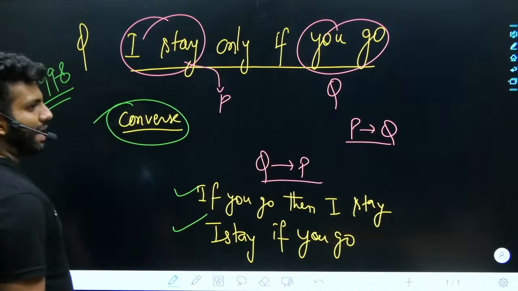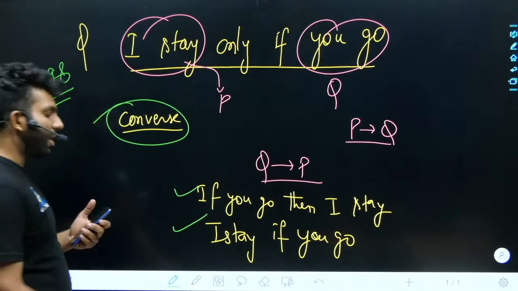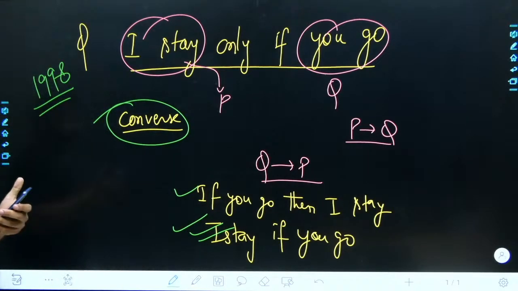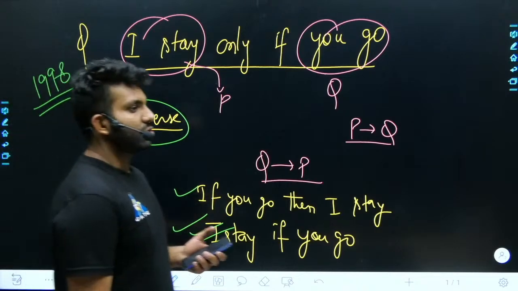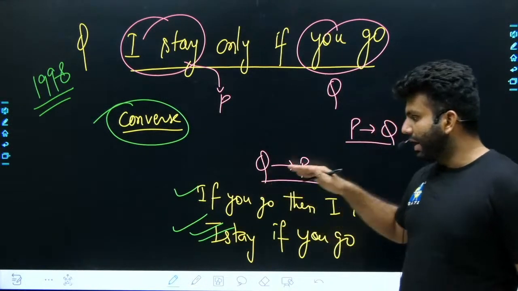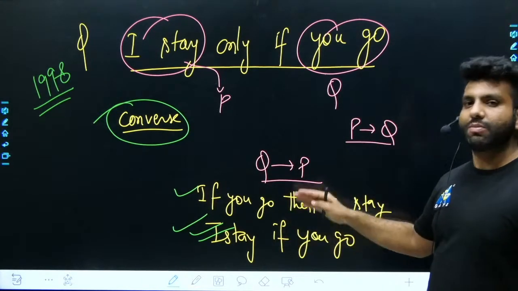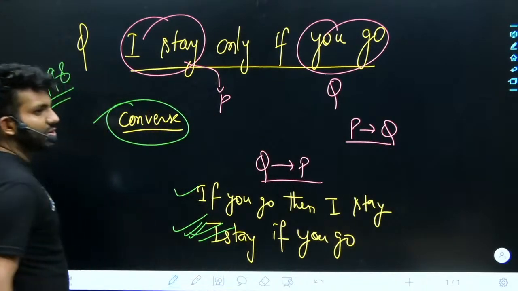Let me tell you what exactly the sentences in the options were. I stay if you go. That was the first option, and that's the correct option. The others were: if I stay then you go, if you do not go then I do not stay, if I do not stay then you go. So from these we can directly say, I have written the equivalent expression. Two statements I have written, both are equivalent. So this was the answer. This must be clear.